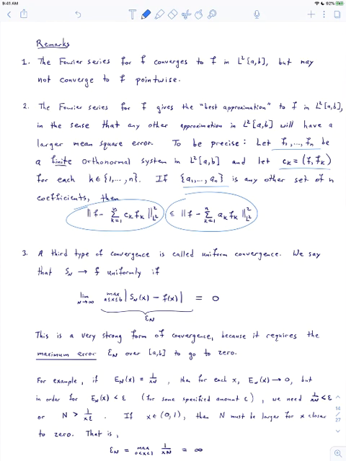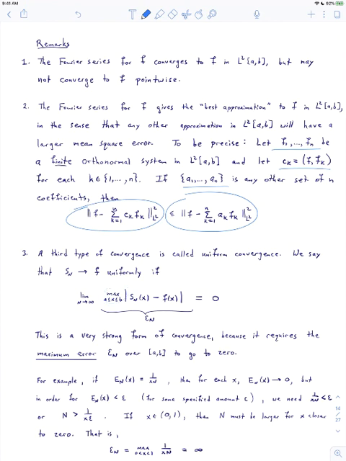So our last comment here is about a third type of convergence, which is called uniform convergence. We say that Sn converges to f uniformly if the maximum of the pointwise errors goes to 0, not just the pointwise error. So this is actually a very strong form of convergence because it requires the maximum error, which we call epsilon sub n, over [a,b] to go to 0. Notice that this term right here is the pointwise error. But it's not just the pointwise error we're looking at, it's the maximum.